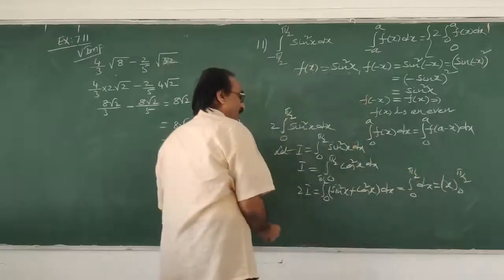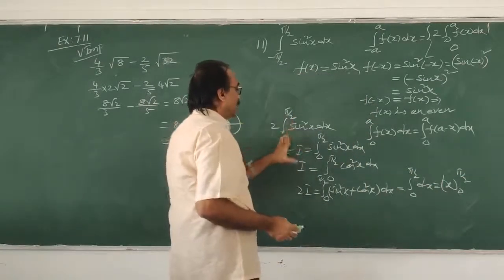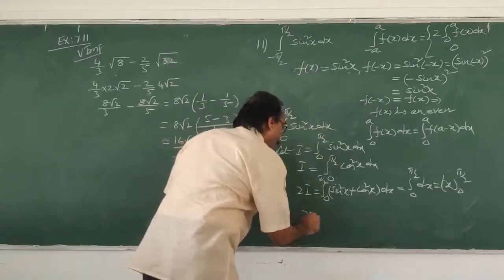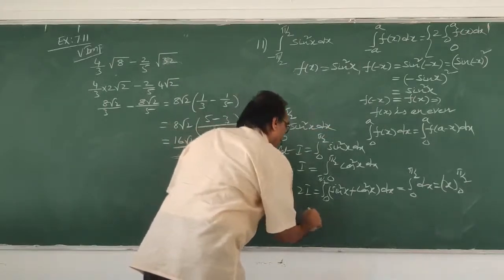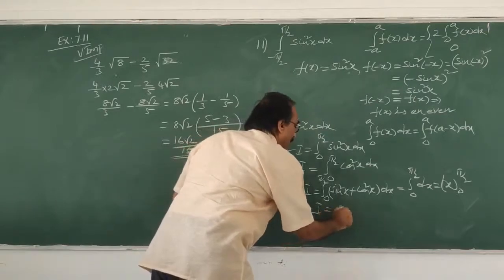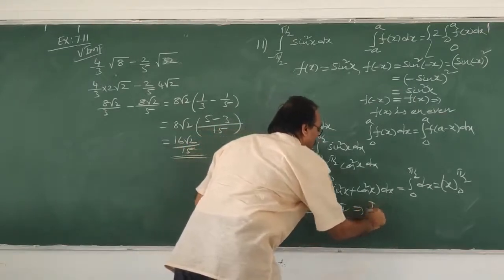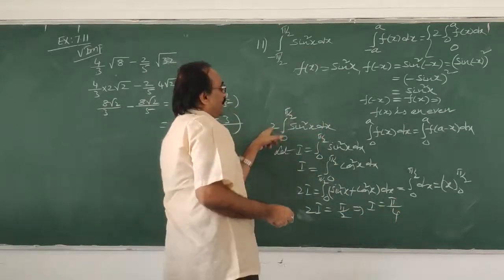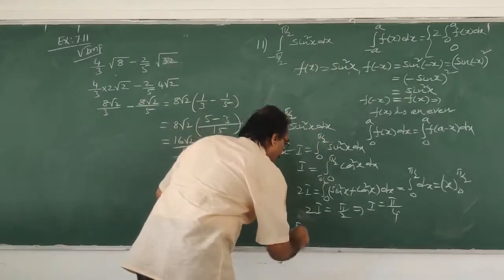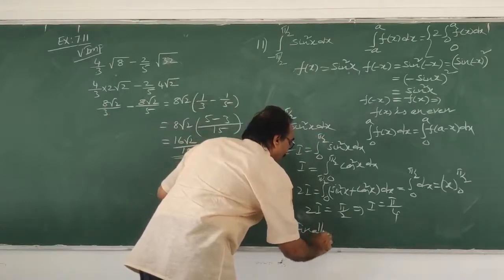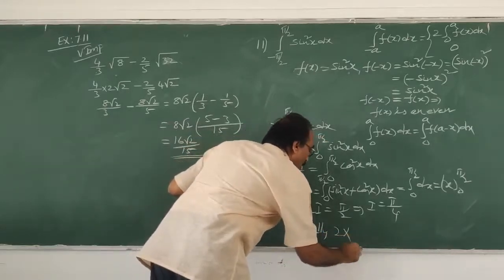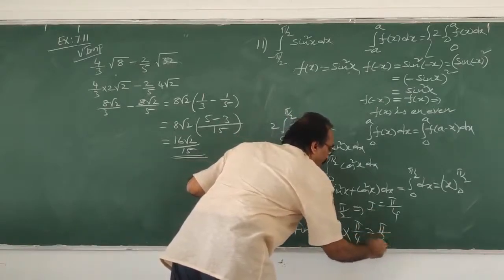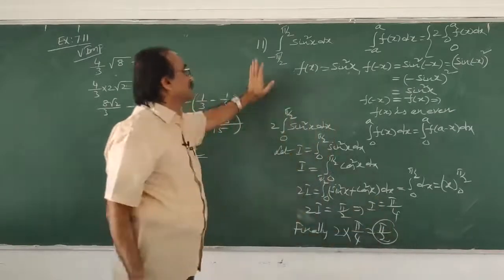So finally how much will you get now? Here 2I is pi by 2. This implies I is pi by 4. Now this is I, and 2 into I is again, finally, 2 into the value pi by 4. 2 into pi by 4 is how much? Pi by 2. So this is the answer for this problem.